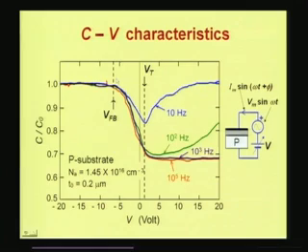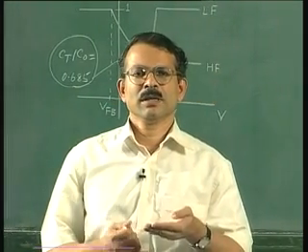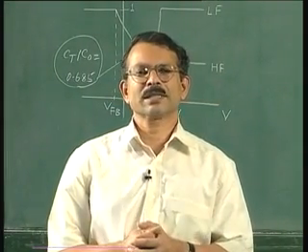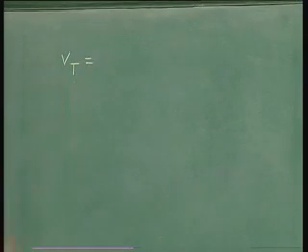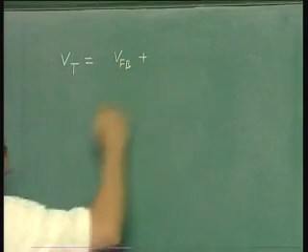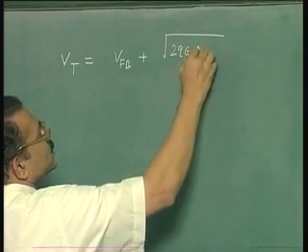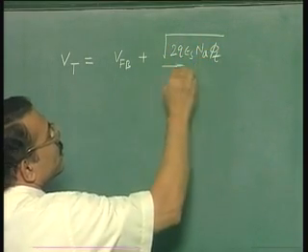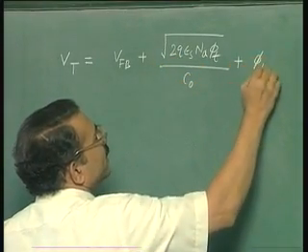So let us try to see whether we can extract the value of the flat band voltage from the other values, that is the threshold voltage and the value of the capacitance at threshold. From these parameters whether we can extract the flat band voltage. Let us start with the threshold voltage. The expression for threshold voltage is Vt is equal to flat band voltage plus square root 2q epsilon s Na into phi t upon C naught plus phi t.